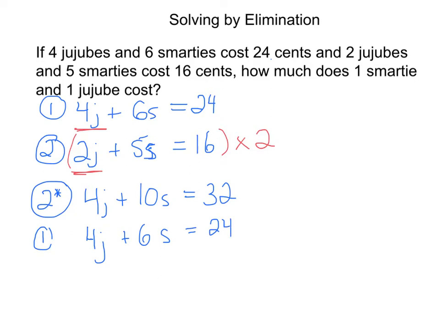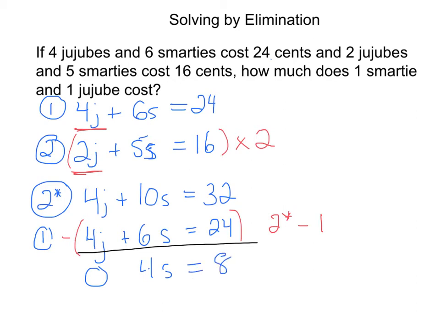And all I'm going to do is subtract equation 1 from 2 star. So I'm going to have a line, and I'm just going to subtract one from the other. 4 jujubes subtract another 4 jujubes leaves me with 0 jujubes. 10 Smarties minus 6 Smarties gives me 4 Smarties left, and 32 cents minus 24 cents gives me 8 cents remaining.